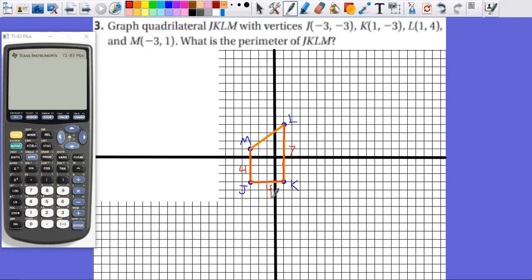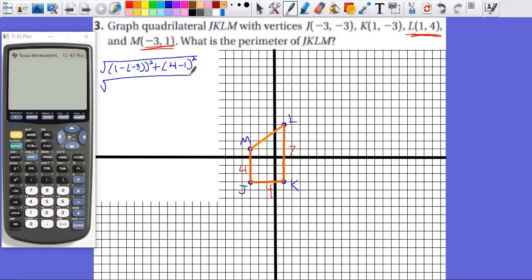Now, the only one we have to use the distance for is M to L. Now, L is there and M is here, so we need to just use the distance formula for those 2 points, all right? So we get the square root of our 2 x's again are 1 and negative 3. So 1 minus negative 3 squared plus, and then our 2 y's are 4 minus 1 squared, all right?